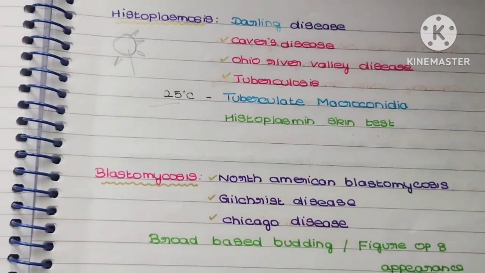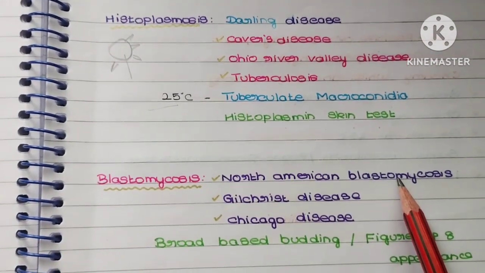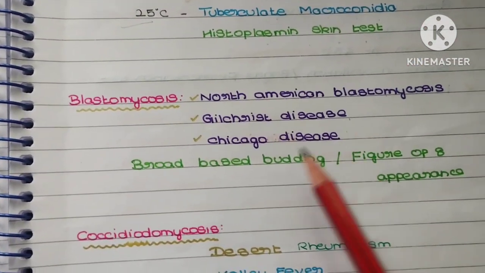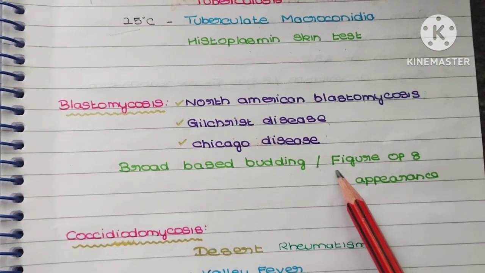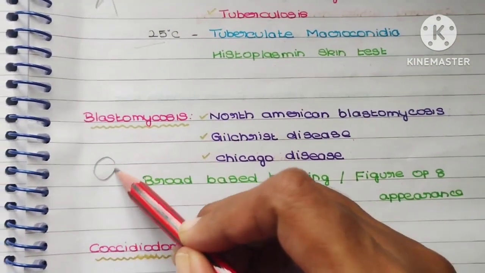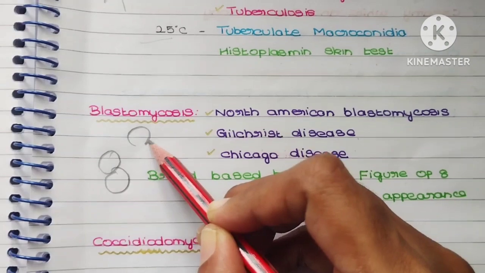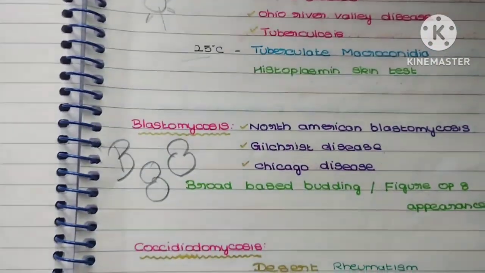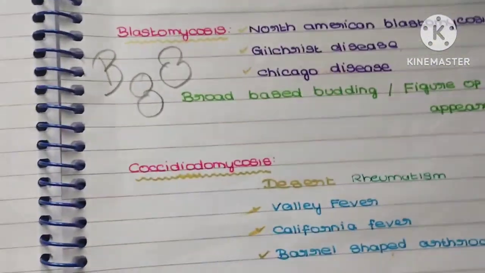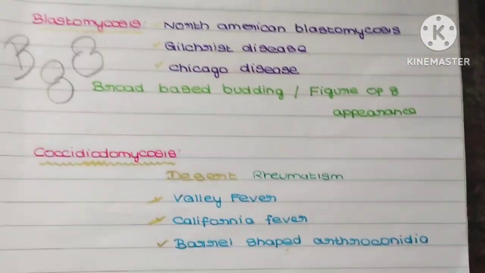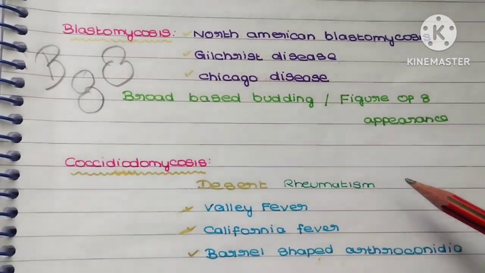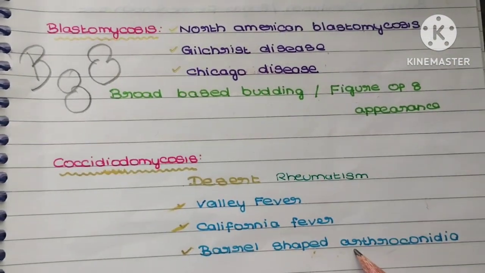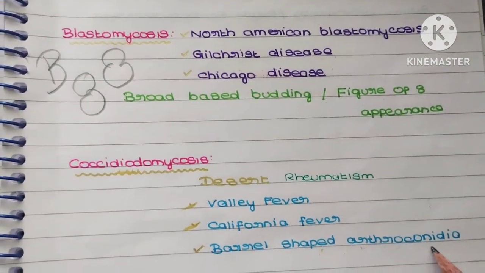Coming to blastomycosis, this is called North American blastomycosis, also called Gilchrist disease, also called Chicago disease, and it produces broad-based budding and a figure of 8 appearance like this. Okay, you can remember it like B is like 8. That's all. Coming to coccidioidomycosis, it is also called desert rheumatism, valley fever, California fever. The main characteristic feature here is that it produces barrel-shaped arthroconidia.